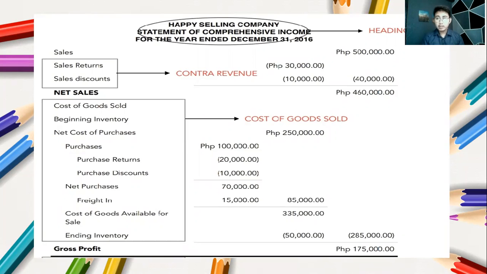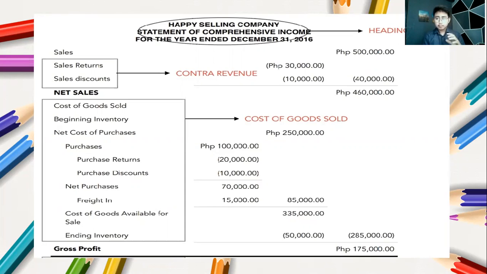For example, given na po yung company's name, which is the Happy Selling Company. Yan po yung heading natin na you need to write also the statement of comprehensive income. So anong klaseng statement ang ginagawa mo ngayon? And of course, the date of preparation: for the year ended December 31, 2016. So yan po yung heading. Now, we proceed to the sales or revenue.